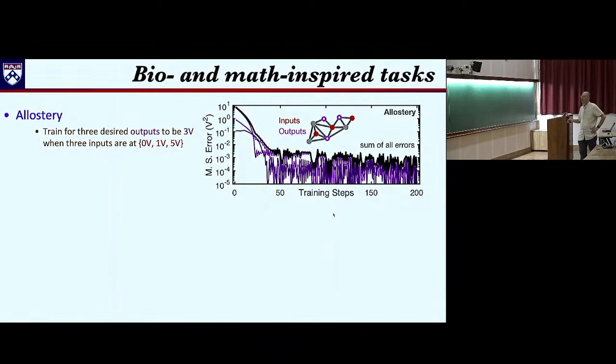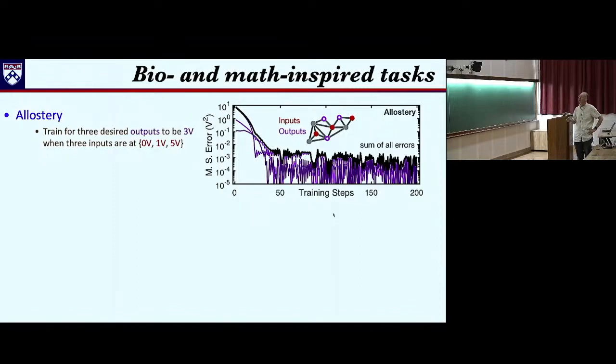And the first thing he did was one of these allostery-like tasks, like the voltage divider, where you apply certain inputs. Now there's three inputs: one, two, three. I don't remember which is 0, 1, and 5 volts, but the red are the input voltages. And the idea is that when you have those at these values, you want these open purple ones to be at 3 volts. And you want to get there by adjusting the resistors in the network. So that's an allostery task.